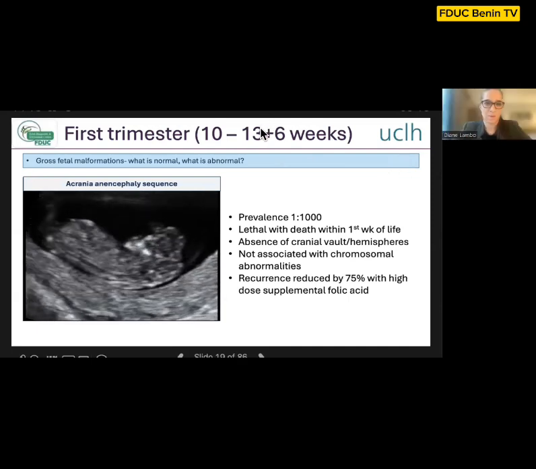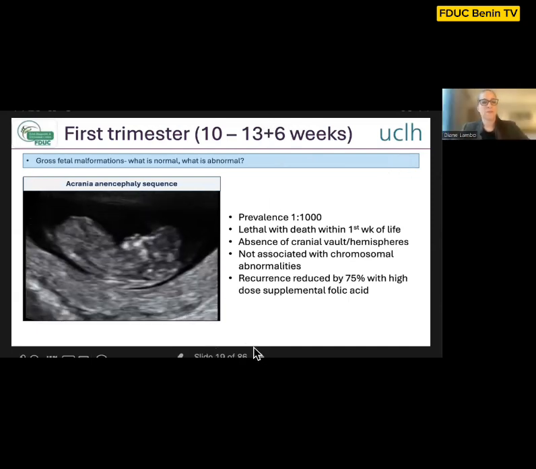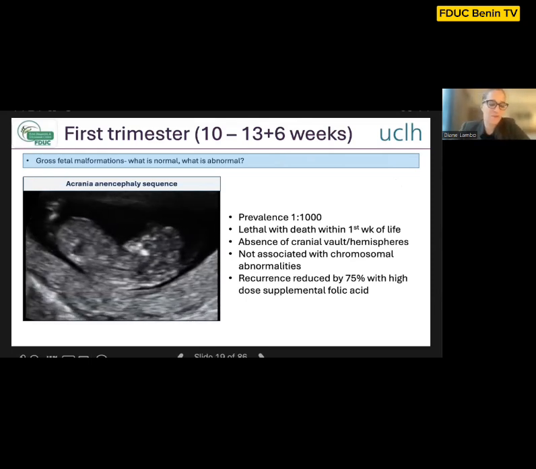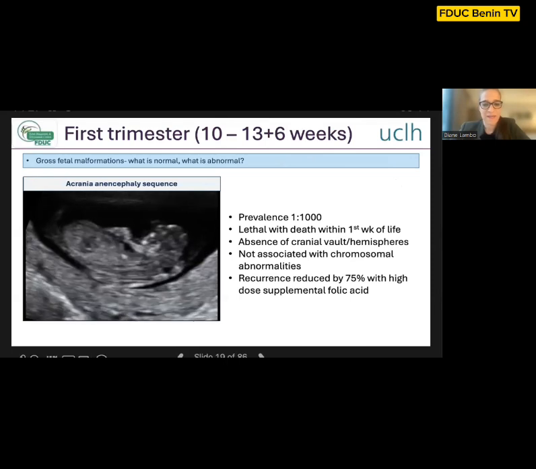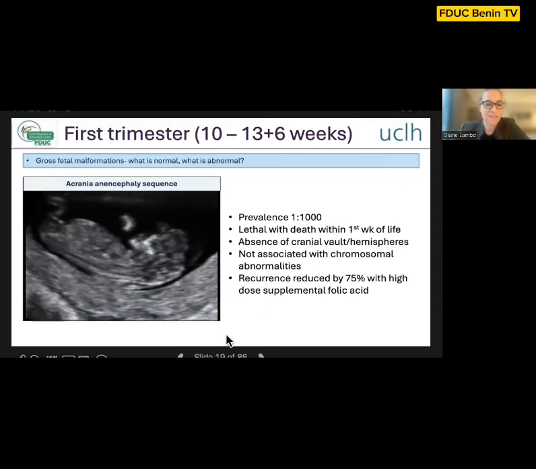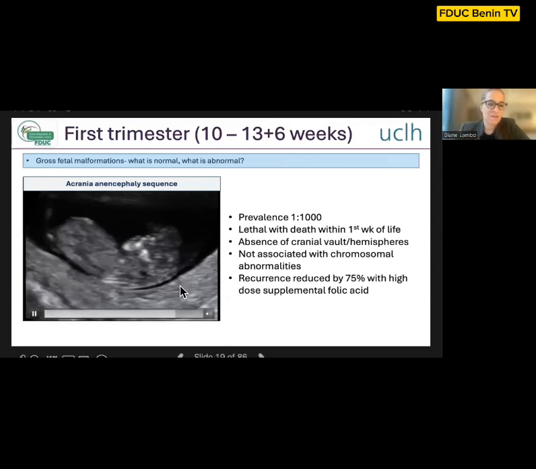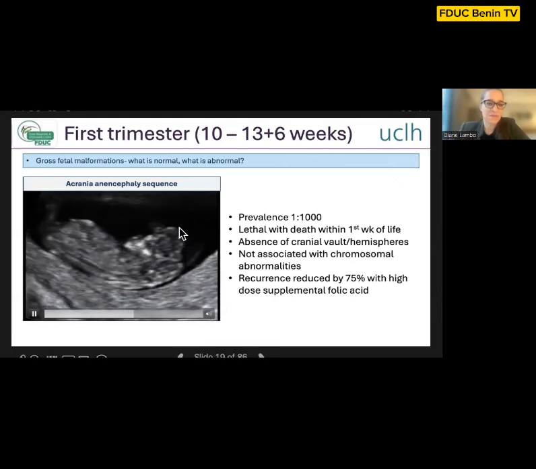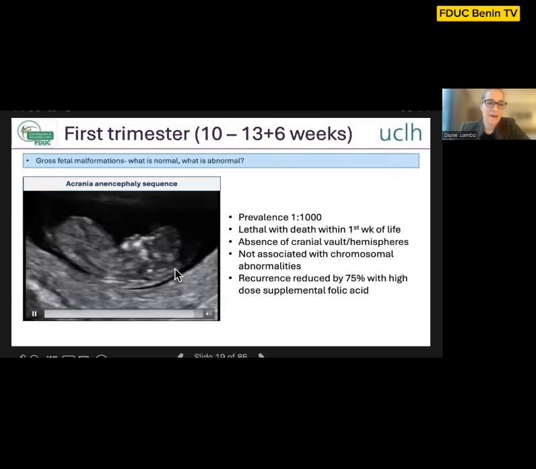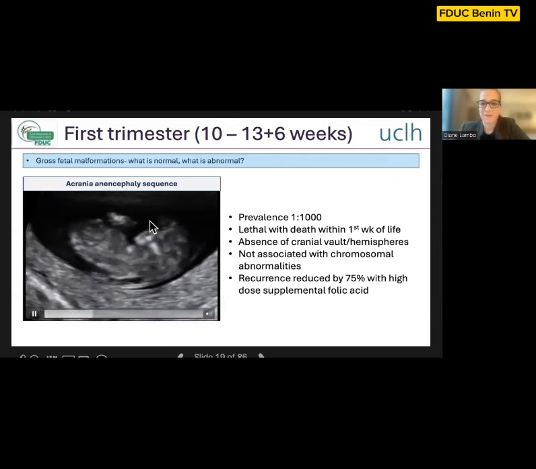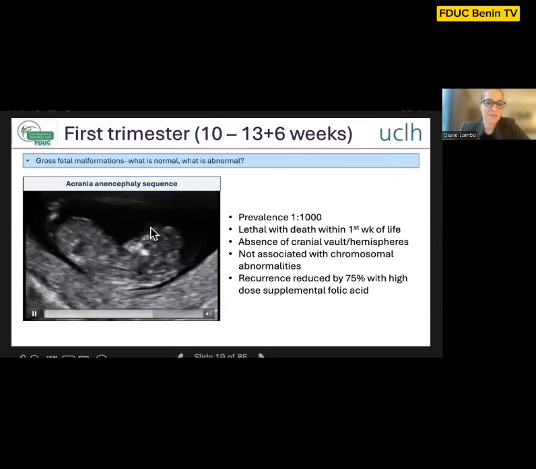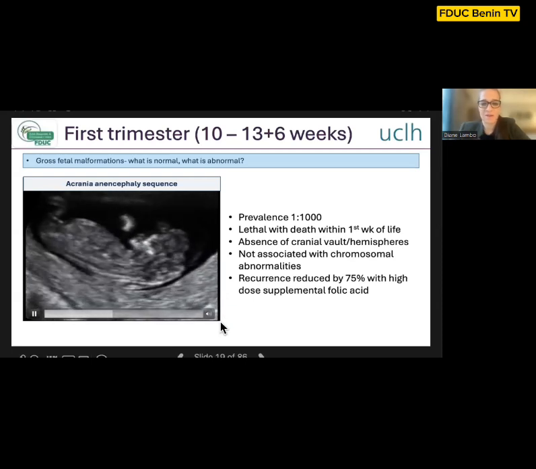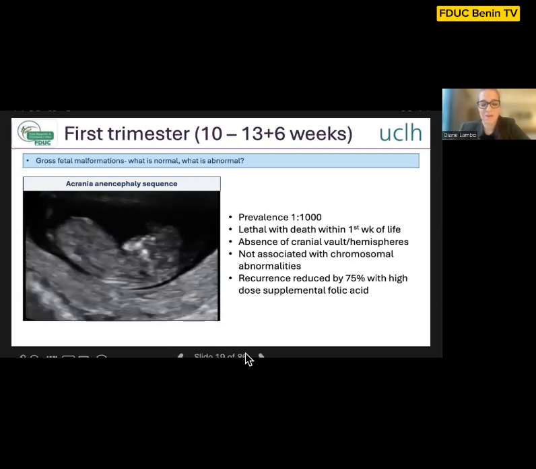Okay. So the first condition is acrania-anencephaly sequence. Whether you call it acrania, whether you call it anencephaly, there's a lot of overlap in the literature. And essentially, this condition involves the absence of the cranial bones. You can see here on a sagittal section that there is no whitish continuity identifying the skull of this baby. And as such, the underlying brain is then exposed to the surrounding amniotic fluid, and you get deterioration of the brain tissue as the pregnancy advances.